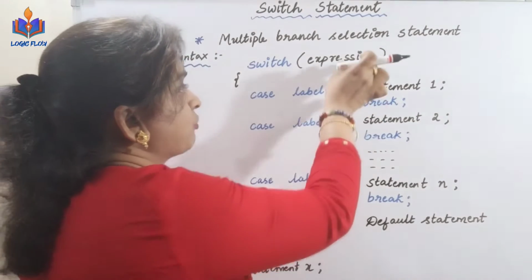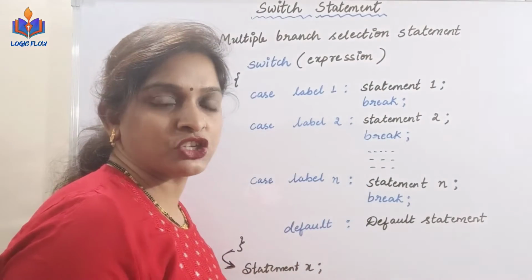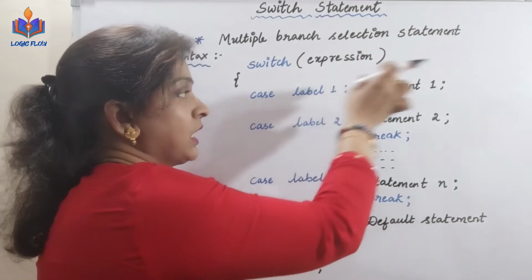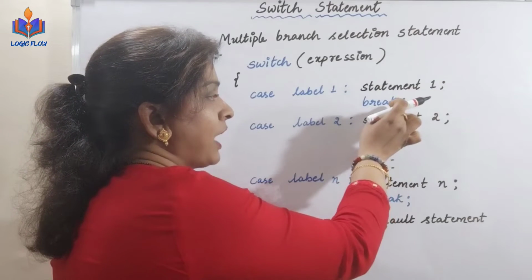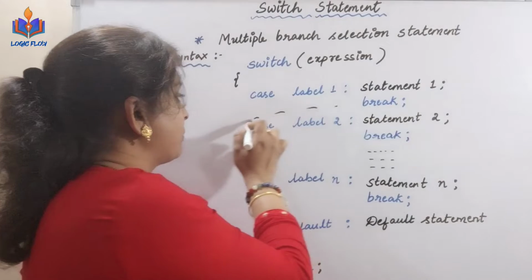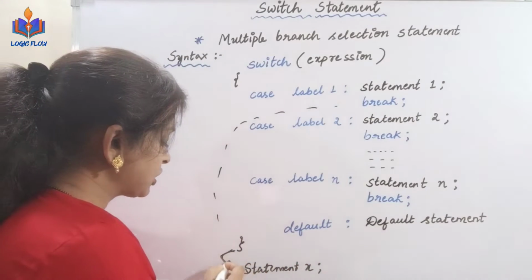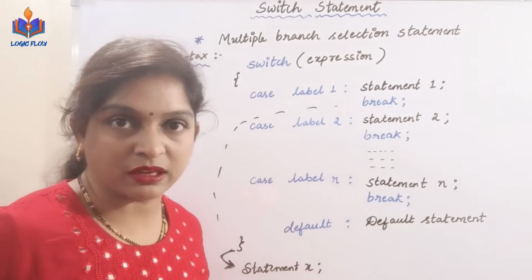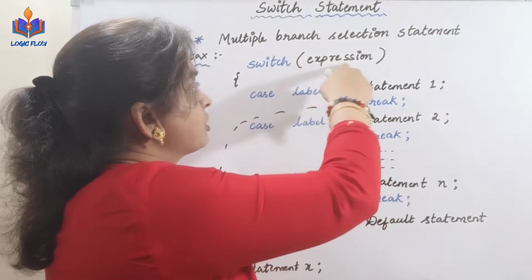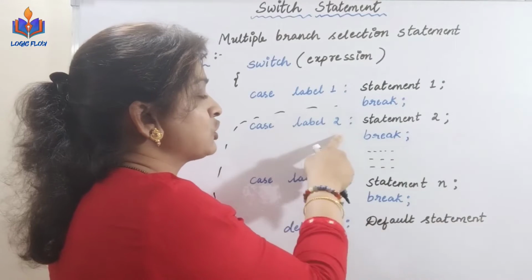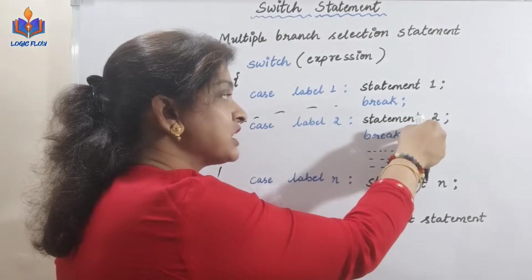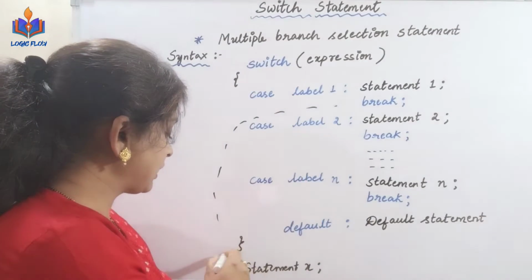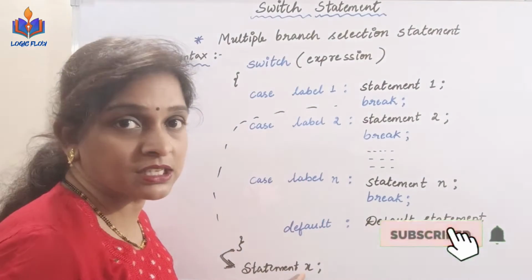For example, the switch expression can be any test condition or any value. If that value matches with the first case, then statement 1 gets executed and break causes an immediate termination and it comes out of the switch block, and the control goes to statement X that we have in the program. If the switch value matches with case 2, then only statement 2 gets executed and a break causes an immediate termination from the switch block. It comes out of the switch and statement X gets executed.